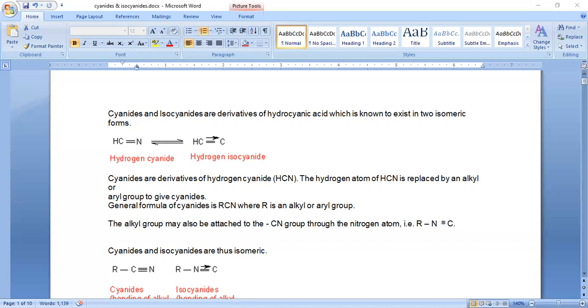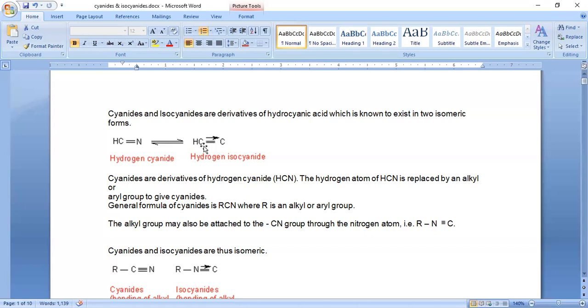Okay, now move on to this topic. This is about cyanides and isocyanides, and how they look. Cyanides and isocyanides are derivatives of hydrocyanic acid, HCN. Generally it exists in two isomeric forms. This is cyanide, and this is isocyanide, which means this is nitrogen and this is carbon.